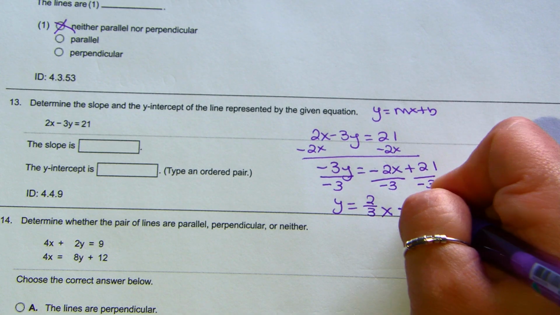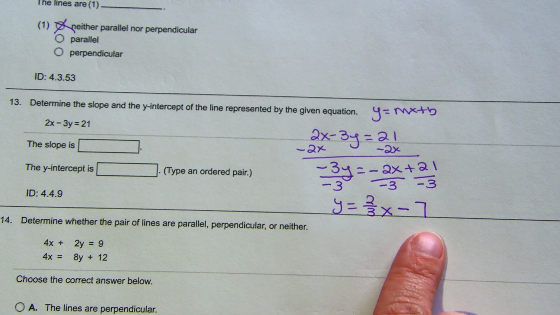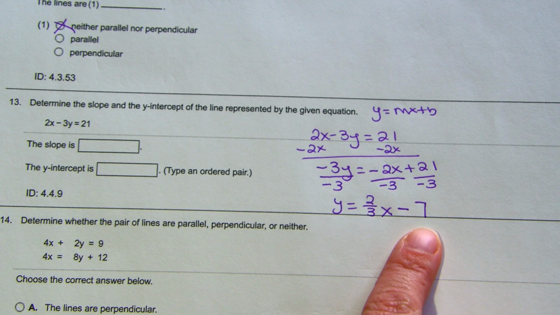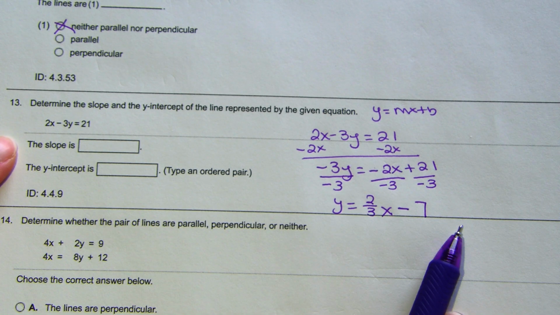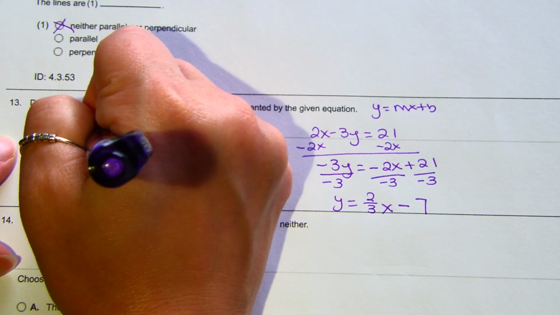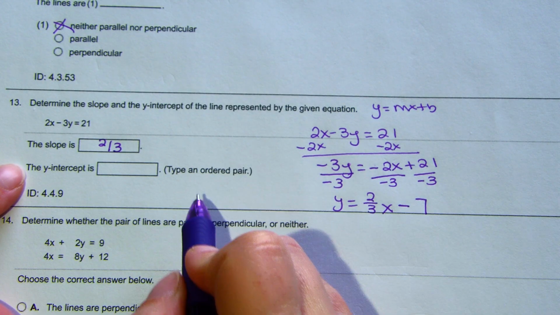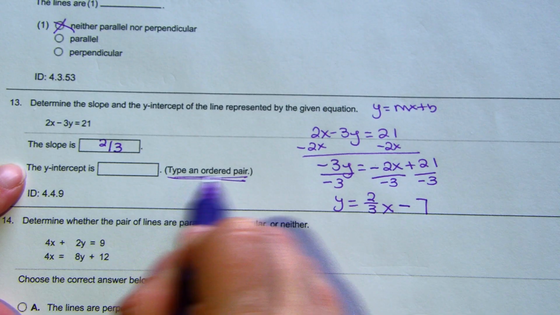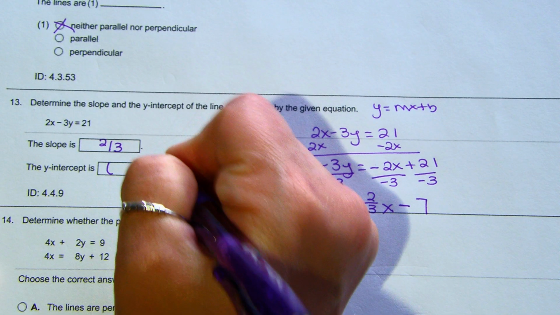The y-intercept, look, type an ordered pair. If you do not have parentheses around your ordered pair, it's not an ordered pair. So I have to have parentheses. My y-intercept means I always have a 0 in my x, and then I look at whatever my b is. My b in this case is a negative 7. Whatever the sign is goes with it. So it'll be 0, negative 7 inside of those parentheses. That is my y-intercept.